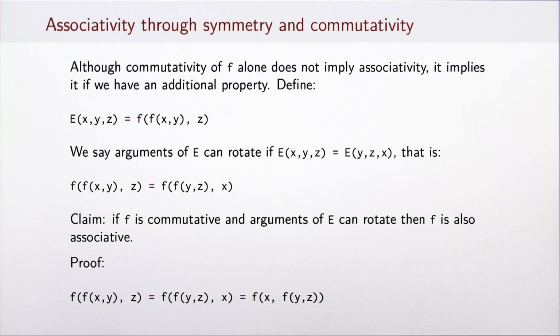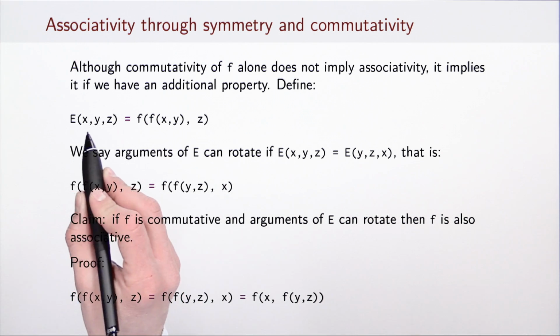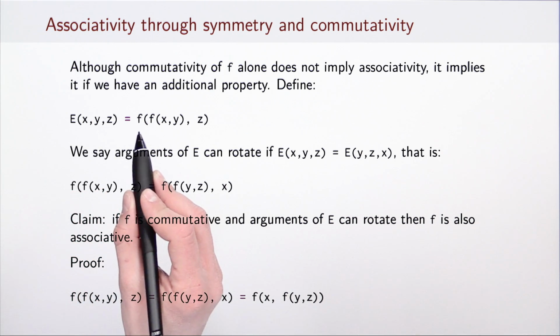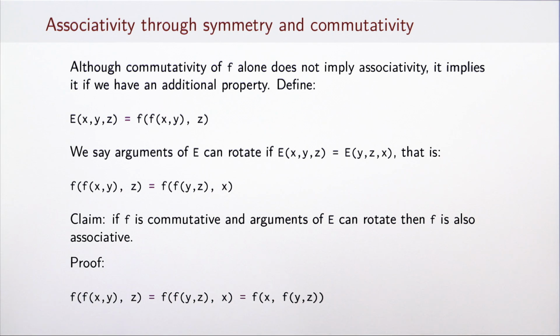We have emphasized that commutativity does not imply associativity. However, there are some cases when having commutativity can help us establish associativity, but we need some additional property. Let's define expression E of x, y, z to stand for the left-hand side of associativity law.